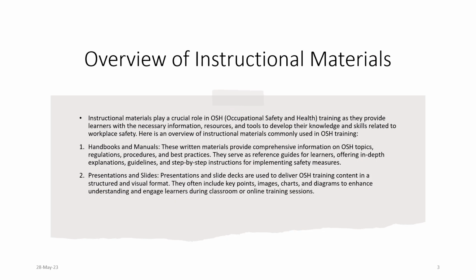So as an overview, it plays a very important role for instructional materials to be prepared. This kind of material provides necessary information, resources, and tools for us to deliver knowledge and skills related to workplace safety. Samples of instructional materials normally used in our trainings are handbooks and manuals, which are written materials that provide comprehensive information on OSH topics, regulations, safety procedures, and certain best practices or step-by-step instructions.